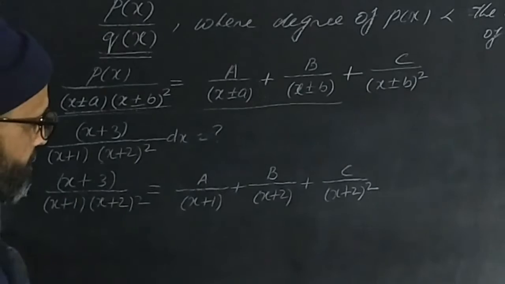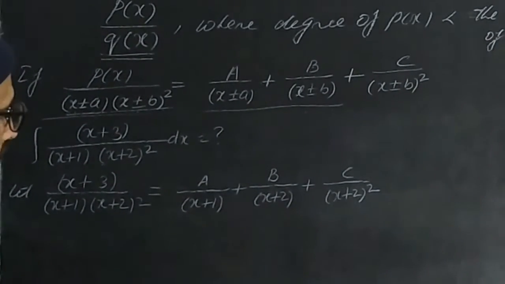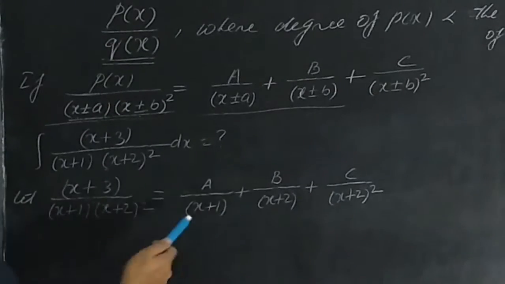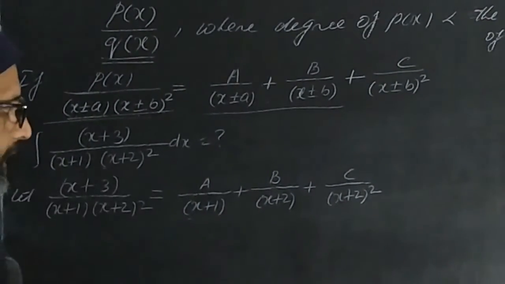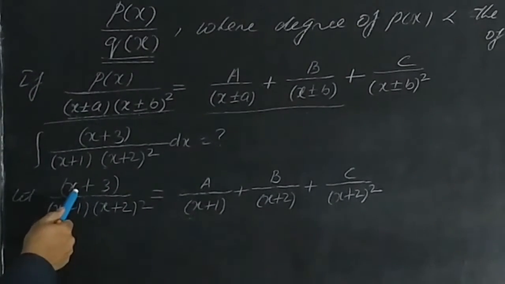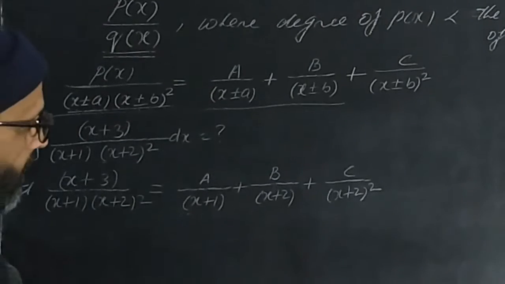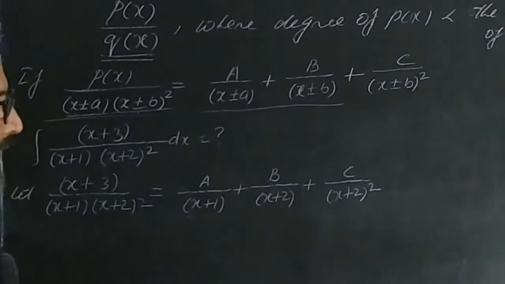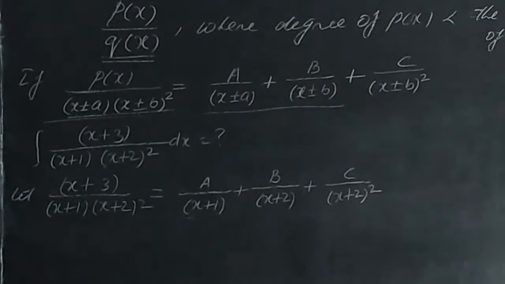Then the next steps are the same as we have discussed in the first example. We have to take the LCM of these three. Then whatever we get in the numerator, we have to equate to x plus 3, the numerator on the left hand side, and then substituting the different values of x one by one, we have to find out the possible values of x.